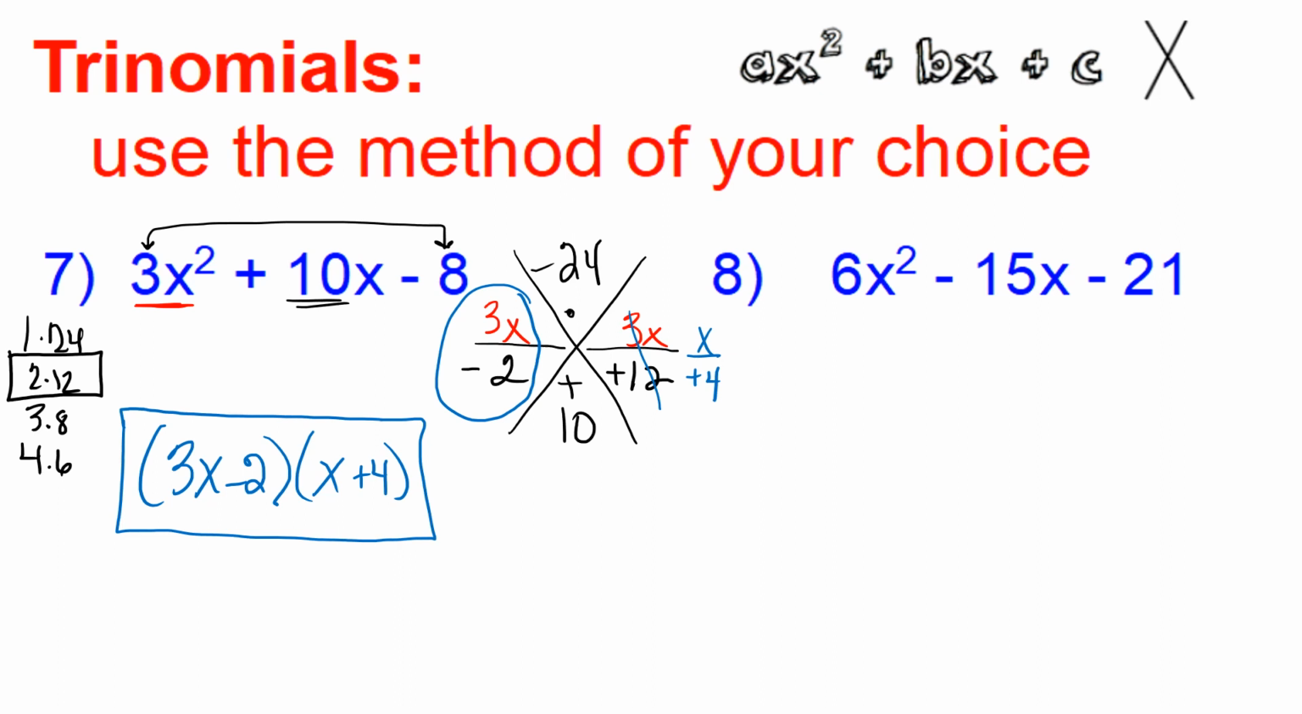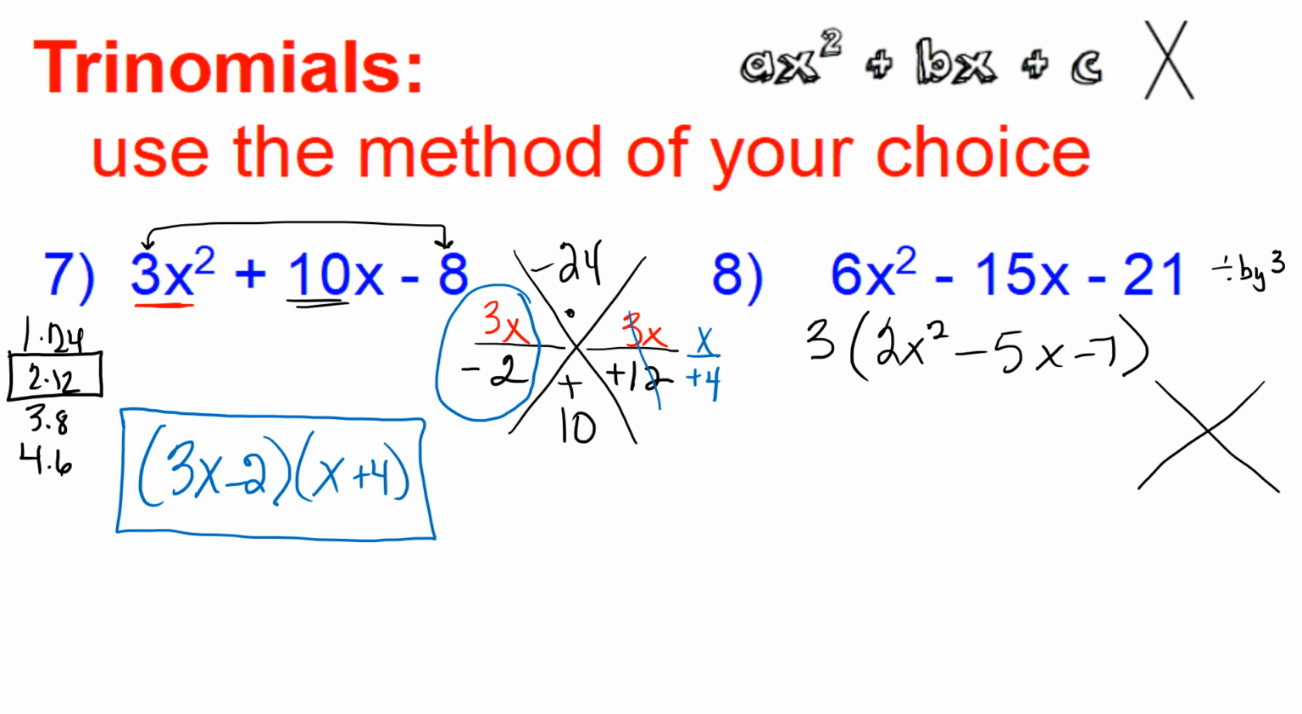We'll do the same thing for number 8. Again, check for that GCF. 6x squared minus 15x minus 21, all divisible by 3, guys. Take out a GCF first. It'll make life easier. So 3 multiplied by the quantity of 2x squared minus 5x minus 7. And now we can do our little visual diamond method with the trinomial 2x squared minus 5x minus 7.